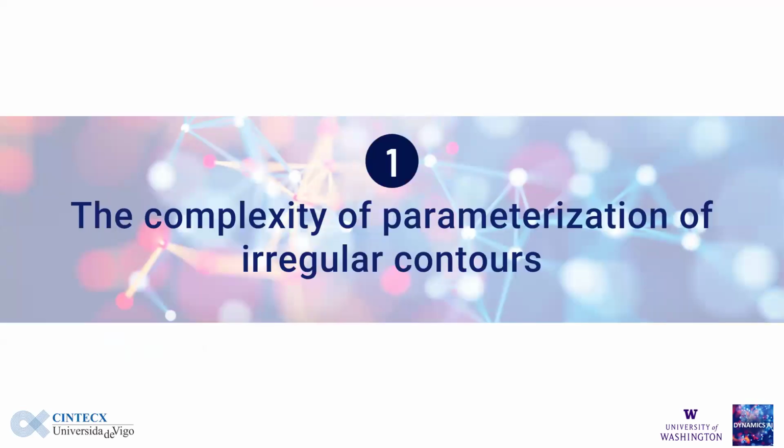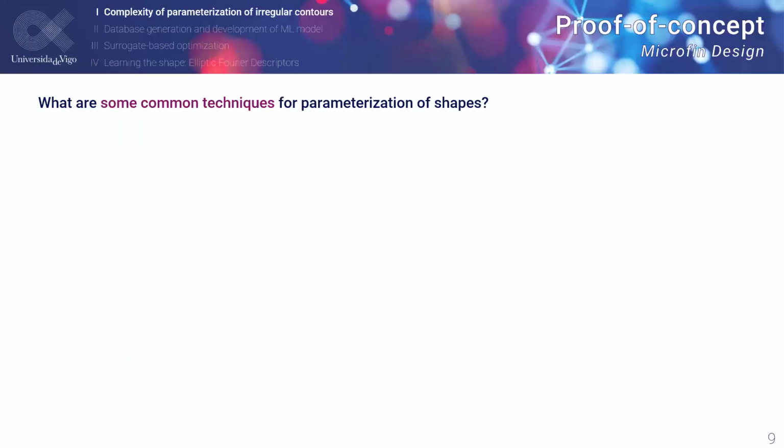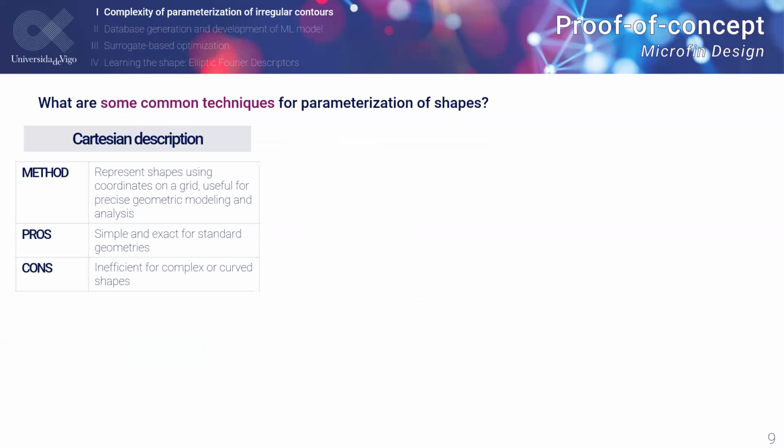So to start with, the complexity of parameterization of irregular contours is not a new topic for any of you, probably. There are many ways that you can use to parameterize any geometry. The most basic one would be Cartesian description. So basically you just take points around the contour and that's your way of discretizing the contour. Now, this works well, it's simple, but if you want to carry out any numerical simulation and make sure that it's stable, it's a very inefficient way to parameterize any geometry because you need a lot of degrees of freedom to do so. So we can do better nowadays.